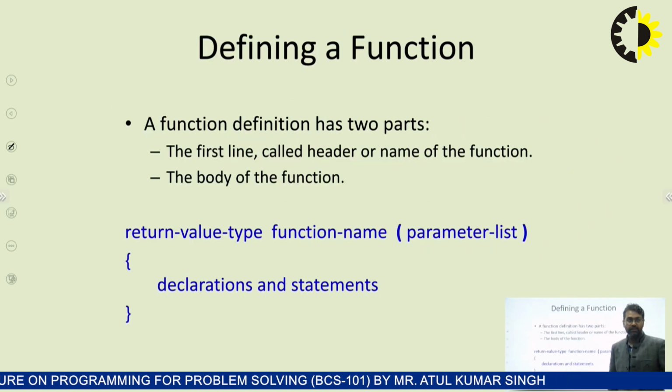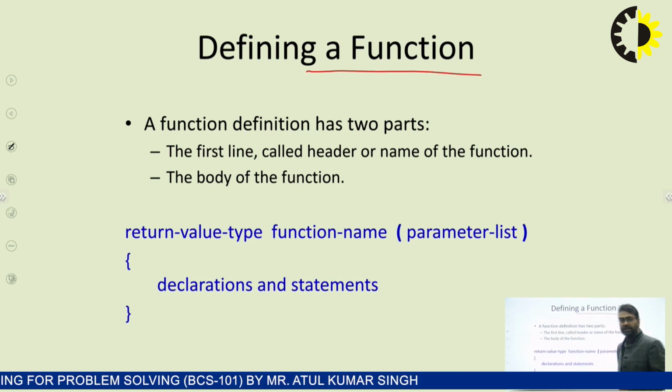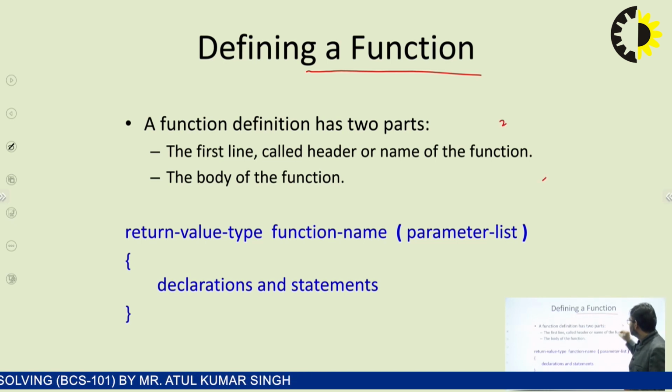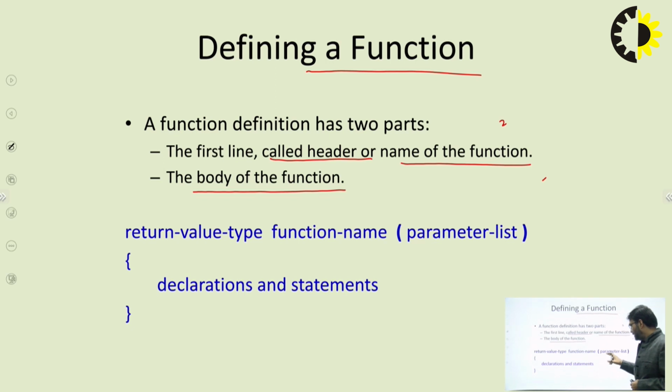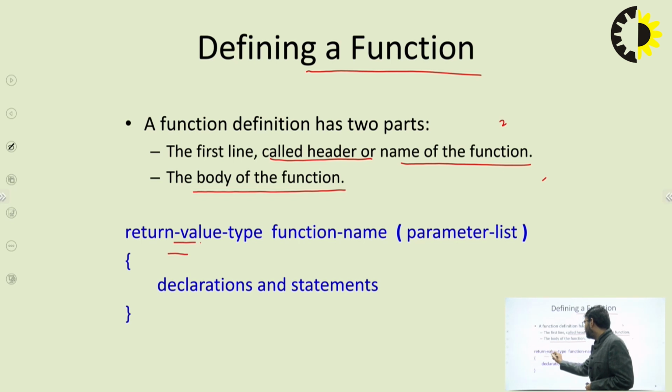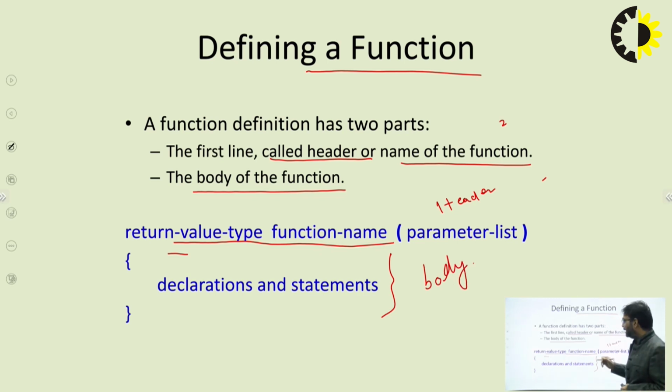Okay. So now we come to the definition of a function, or we can say defining a function. The definition of a function consists of two parts. First one is the header or name of the function. Second one is the body of the function. So here is the syntax by which we can define a function. This complete line is called the header and this whole part is called the body.